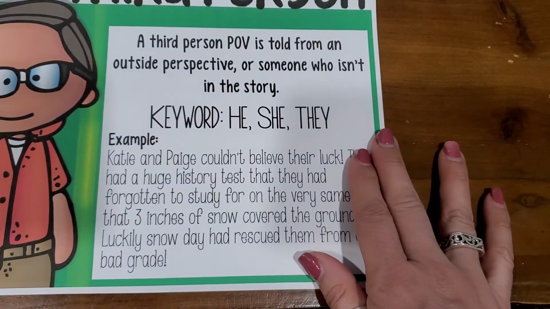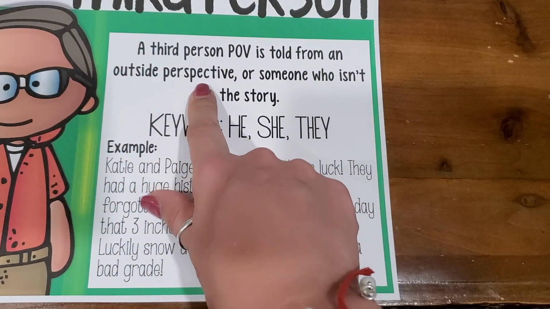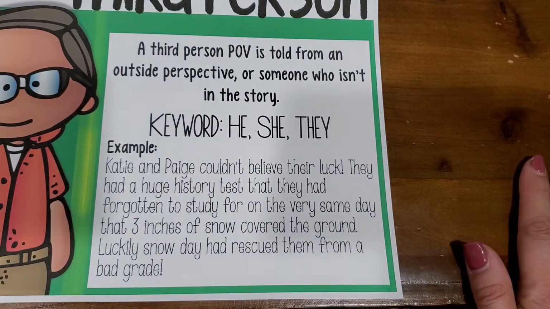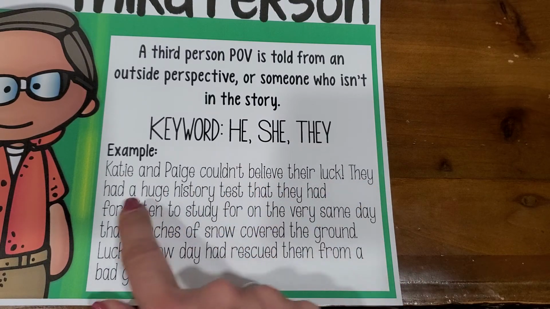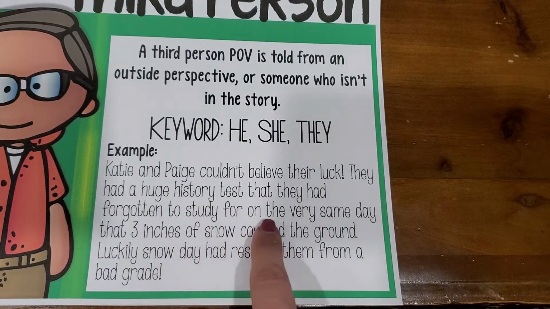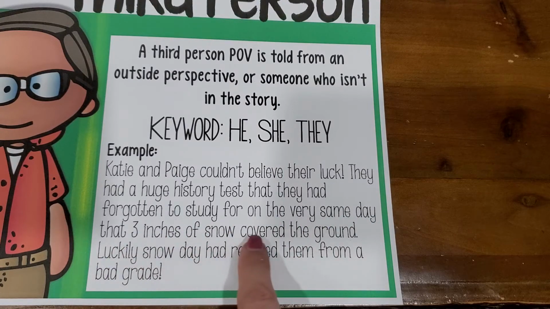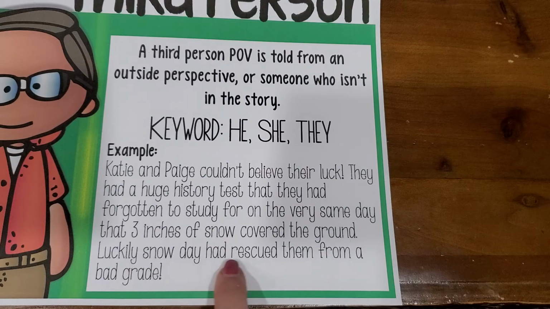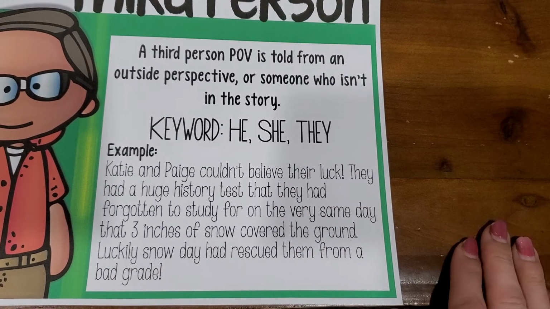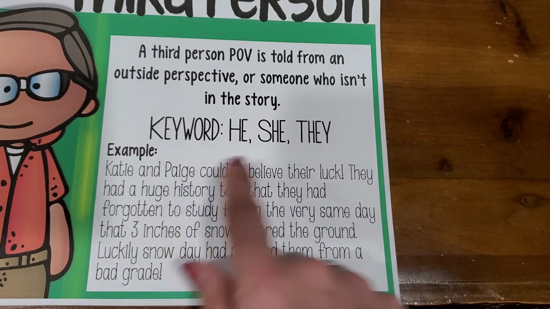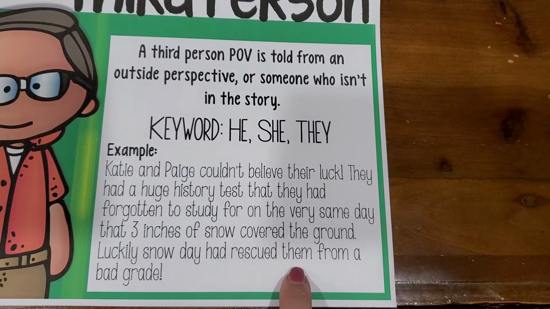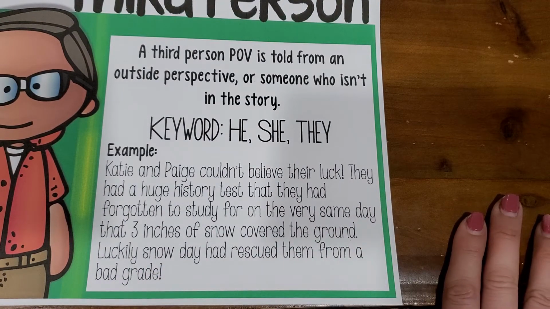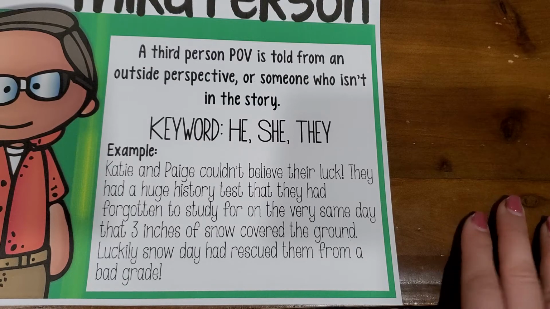I'm going to jump to that third person again to give you that example because this one's more popular. So the third person is told from an outside perspective or someone who isn't in the story. So this is that narrator. Katie and Paige couldn't believe their luck. They had a huge history test that they had forgotten to study for on the very same day that 3 inches of snow covered the ground. Luckily, a snow day had rescued them from a bad grade. So, 2 characters, Katie and Paige. There's no I in there. There's a he, she, they, right? Them. Both the characters are in there. Somebody's telling you the story about these 2 girls. All right, that's the third person.